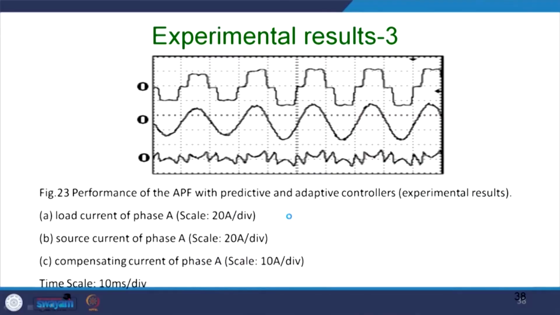So, these are the corresponding hardware results. This is the load current, this is the source current, where the load change has occurred, and from this point to this point there is a load change. So, it is compensated, you can see these two peaks are almost the same, that means by that time it has converged.